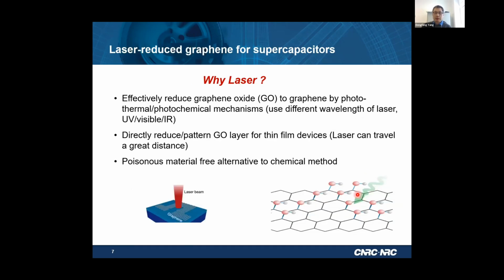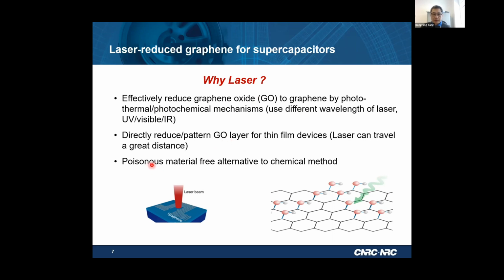So then we talk about why we use a laser. A laser is a very clean process. It's an environmentally friendly process. For example, if you want to reduce graphite oxide to graphene, you use all kinds of chemical reduction agents that can cause environmental issues. But we can use the photothermal or photochemical mechanism of a laser to reduce the graphite oxide to form graphene, and the graphene is used as the active material for the supercapacitor. Also, we can, for example, deposit graphite oxide films on a substrate and use a focused laser beam to machine the film to form a thin film device, for example a graphene sensor, a graphene thin film supercapacitor, etc.